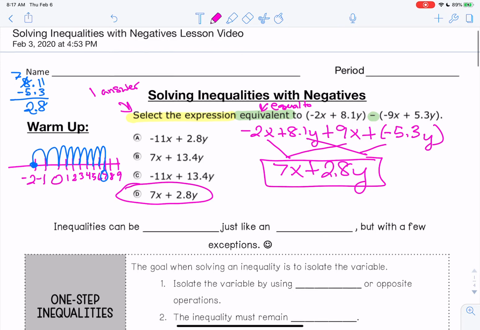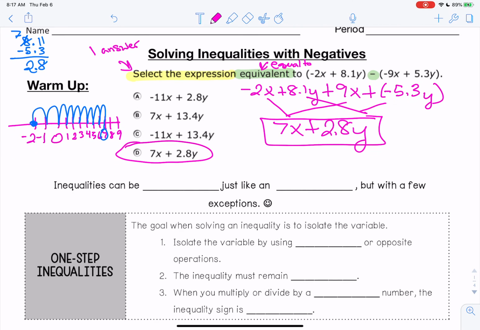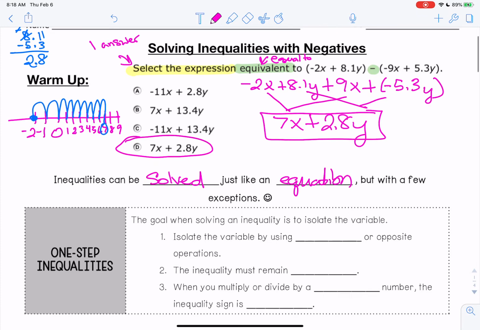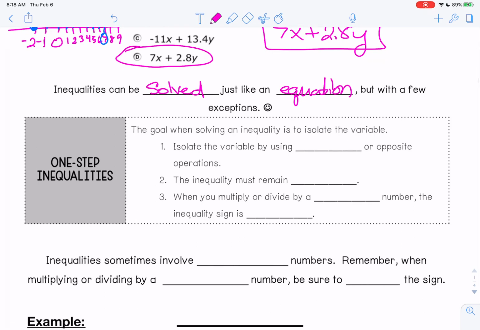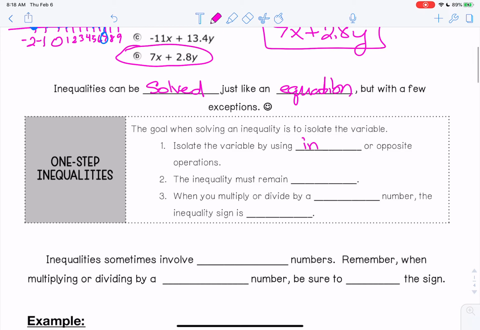So today we're covering what happens when we're solving inequalities and we have negatives involved. More specifically, we're multiplying or dividing by negatives. So here we go. Inequalities can be solved just like an equation, but with a few exceptions, meaning we solve them the same, there's just a couple of differences. The goal when solving an inequality is to isolate the variable. That means to get x or y or whatever your variable is by itself. Isolate the variable by using the inverse or opposite operation.